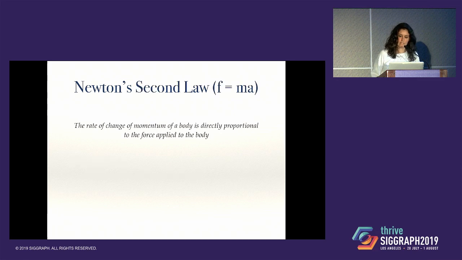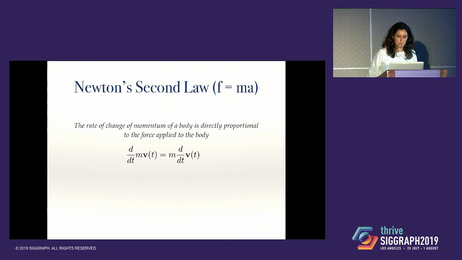Okay, Newton's second law, also just called F equals ma. So this says that the rate of change of momentum of a body is directly proportional to the force applied to the body. So here's our momentum for the body, p, it's a function of time. And momentum is equal to mass times velocity of the body. And now this law is talking about the rate of change of this quantity. So we have our time derivative here, d/dt of the momentum.